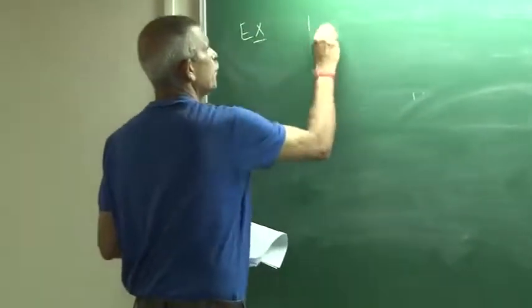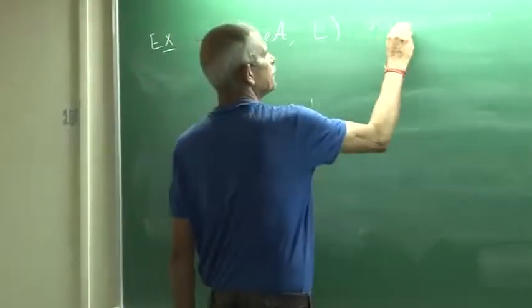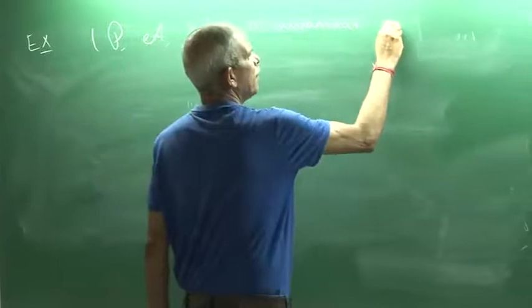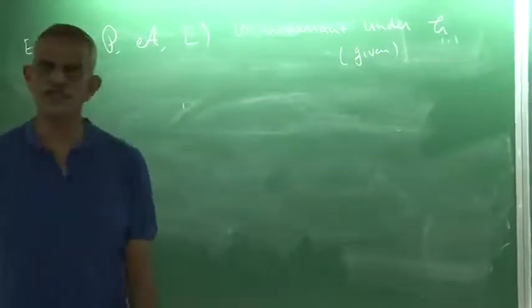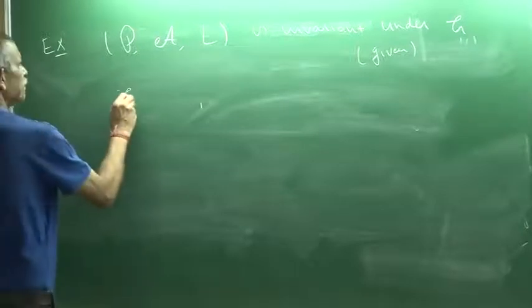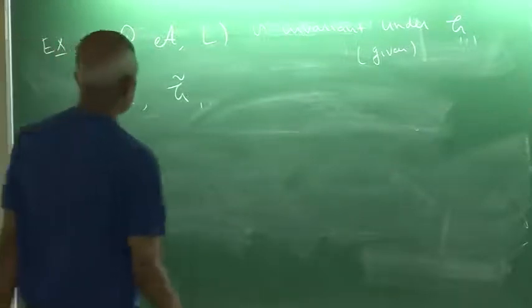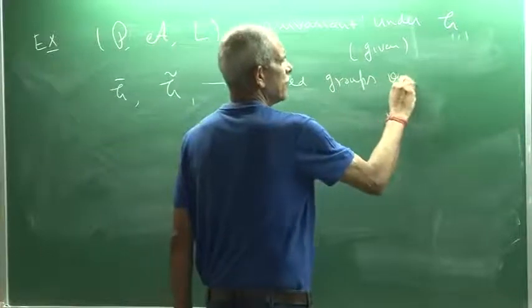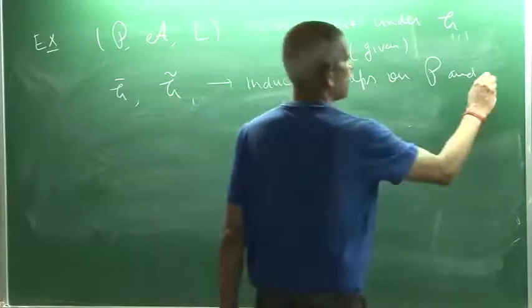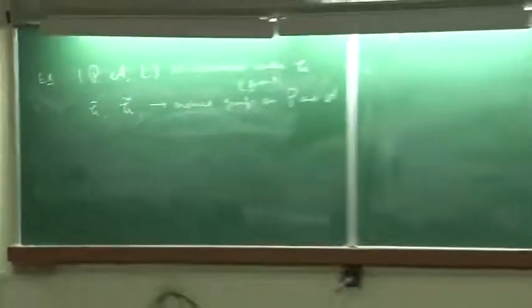So what it says is, suppose P, A, L, so this is an estimation problem, is invariant under a group of transformations G. So this is given to us, with induced transformations as G bar on the parametric space and G tilde on the Xn space, on P and A. Then I had mentioned that each of G bar and G tilde are groups of transformations.